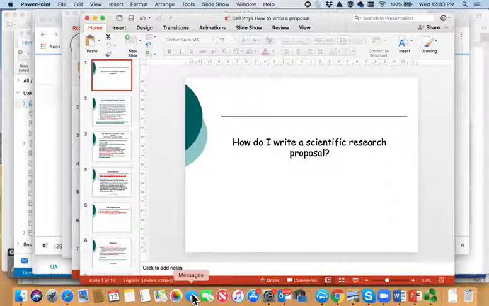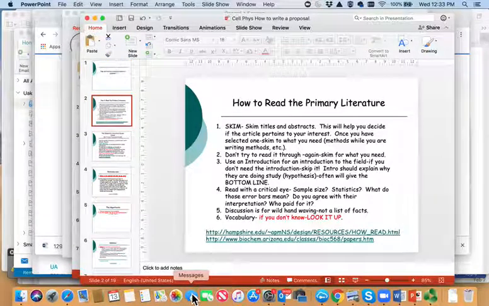So, part one, how do I write a research proposal? You're going to start with the introduction, and the introduction is going to include a lot of references to primary literature. We try to emphasize primary literature in class. We're going to discuss primary literature papers in the lecture part of the class, but you're going to really read a lot more of it preparing for this proposal.